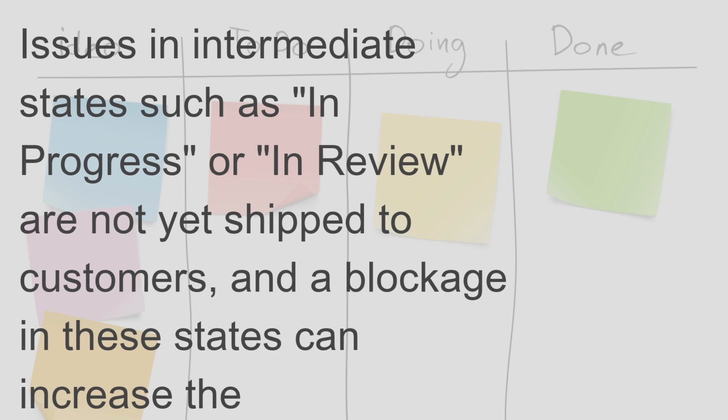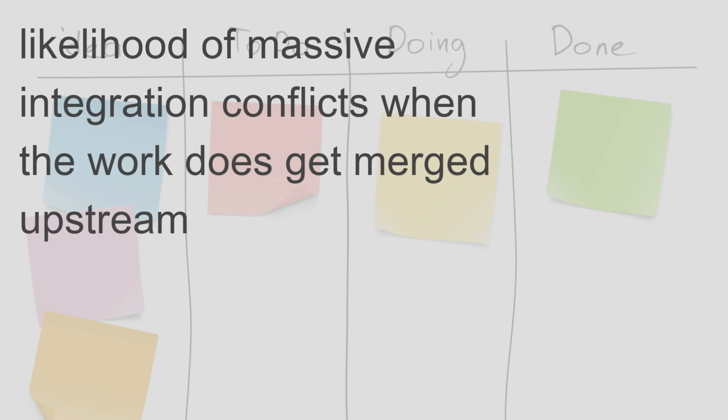Issues in intermediate states such as in progress or in review are not yet shipped to customers, and a blockage in these states can increase the likelihood of massive integration conflicts when the work does get merged upstream.